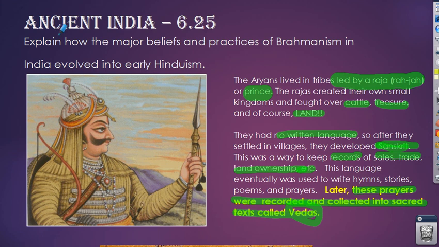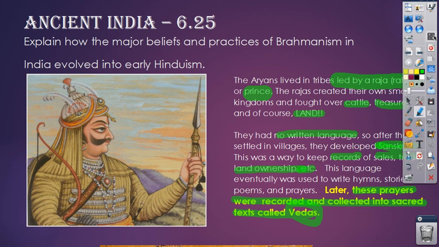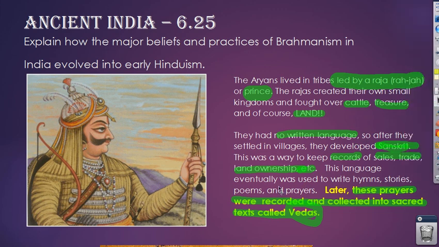So the Aryans, led by a Raja, which was a prince, created their own small kingdoms. They did fight over cattle, land, treasure. They had no written language until they settled in their villages, and they developed Sanskrit. Sanskrit was a way for them to keep records of sales and trades, ownership. Eventually, they wrote down stories and hymns and poems and prayers, and the prayers were recorded and collected into what was called Veda.